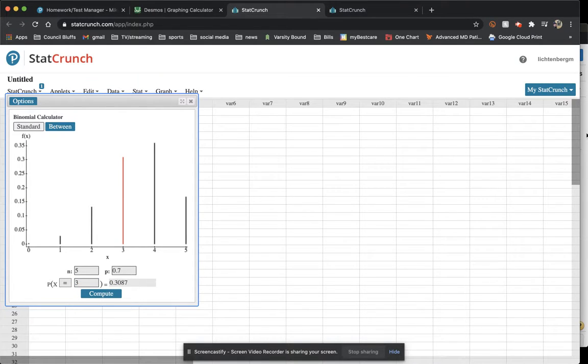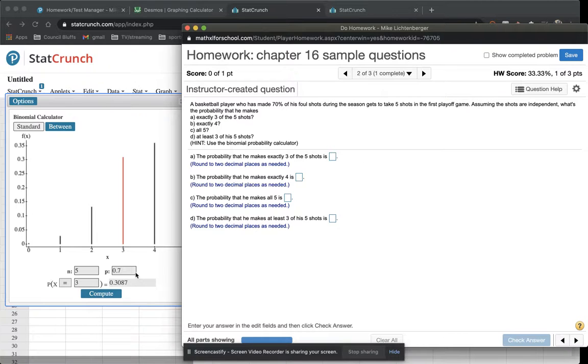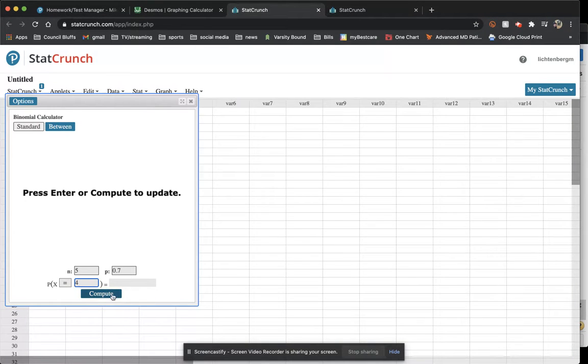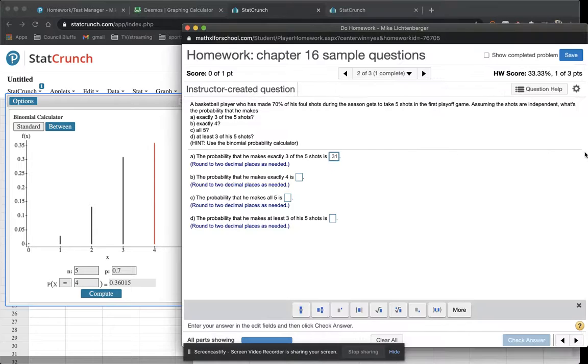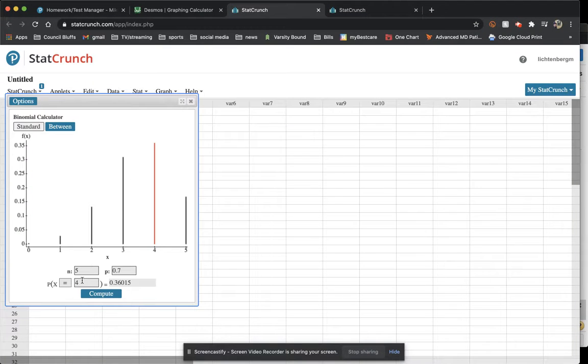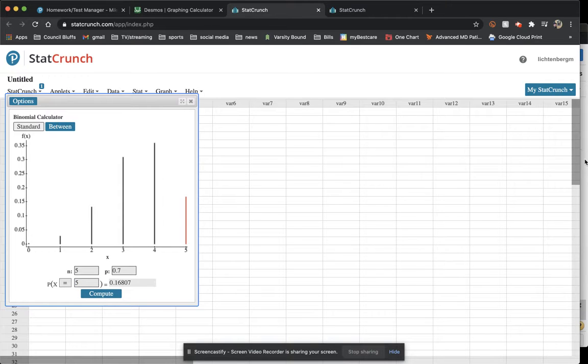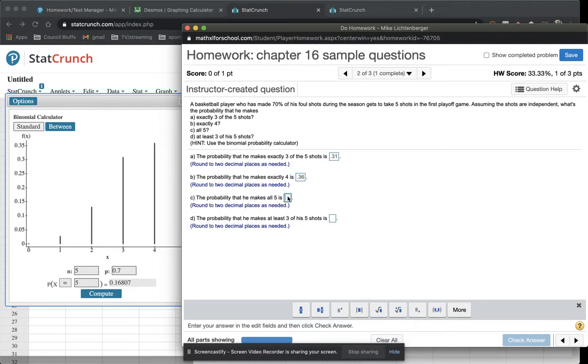And there's our answer right here. Rounded to 2 decimal places, it's going to be 0.31. All right, and we're going to do the same thing for B, except we're going to change this to a 4. Probability that he makes exactly 4 of the 5 shots. So that would be 0.36. Probability that he makes all 5 out of 5 shots. Once again, I'll change the 4 to a 5. All right, and rounded to 2 decimal places, that would be 0.17.